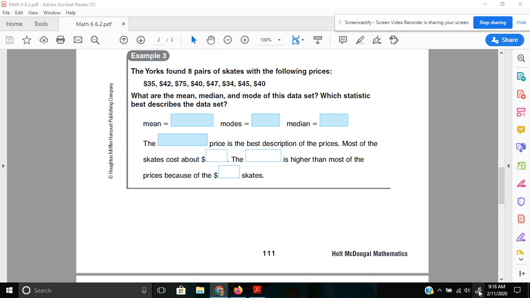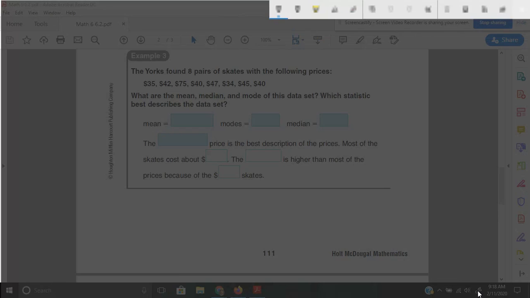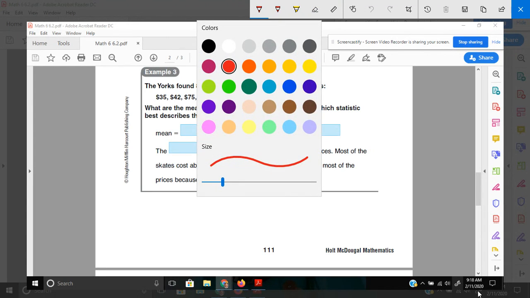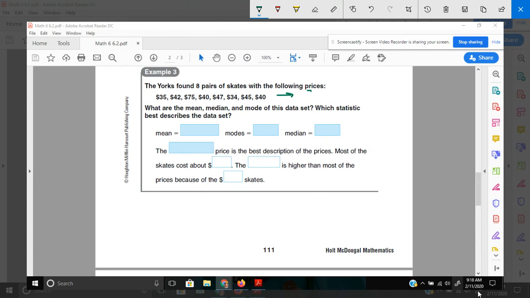let me get my pen out here. When I add up these numbers, I get 358, and divided by the total number of skates, which is 8, I come up with about $44.75 for the average cost of the skates. For the mode, I have 40 repeating itself twice, so that occurs the most.